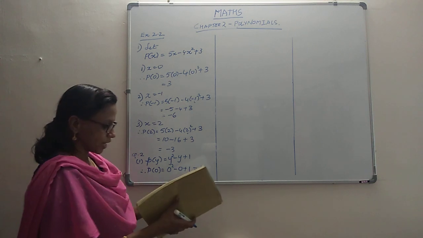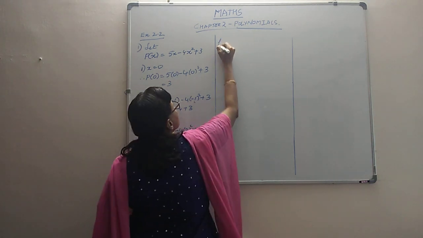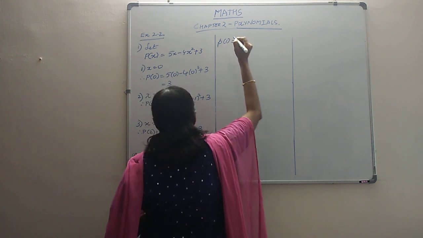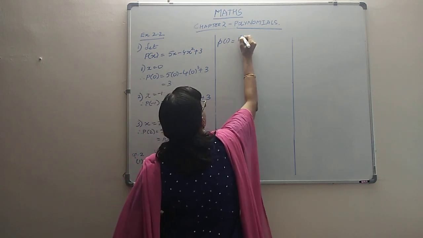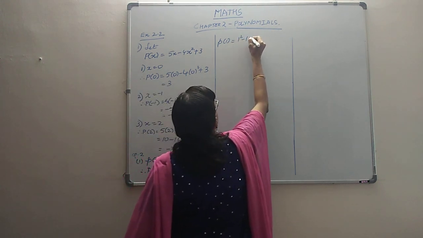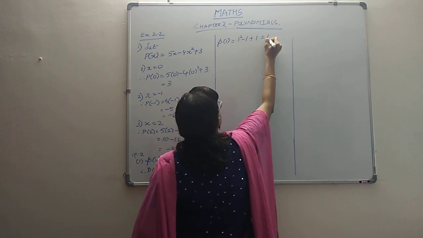They have also asked us to find out p of 1 and p of 2. So in order to find p of 1, wherever y is coming, there you're going to put 1. So it's 1 squared minus 1 plus 1. Obviously, the answer comes up as 1.